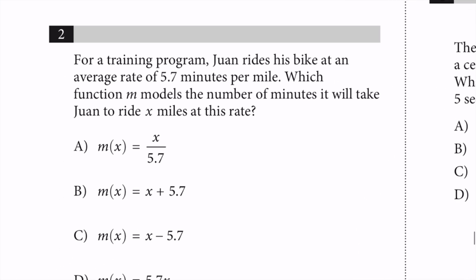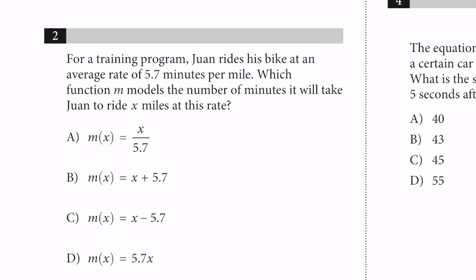Going over to question 2. For a training program, Juan rides his bike at an average rate of 5.7 minutes per mile. Which function M models the number of minutes it will take for Juan to ride X miles at this rate? So we know 5.7 minutes per mile. And then to ride X miles, it would be 5.7 multiplied by X, because each mile he takes 5.7 minutes. So for example, 2 miles would be 5.7 times 2. So that's going to reflect answer choice D.